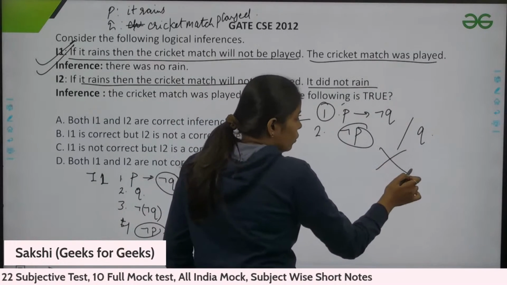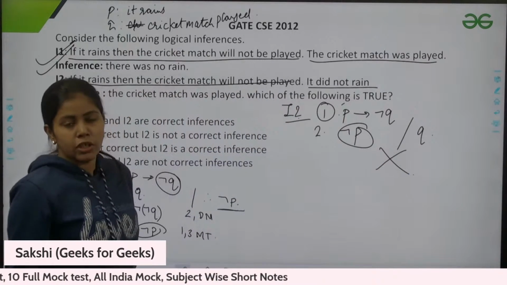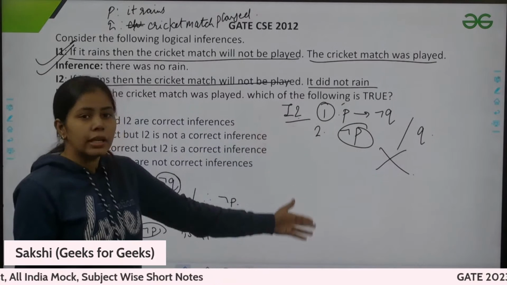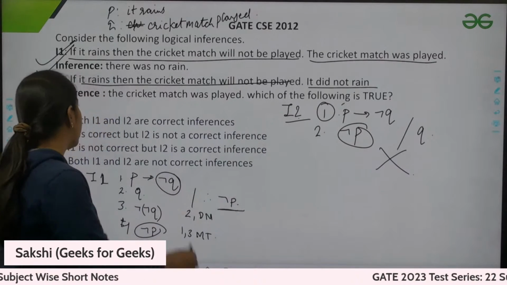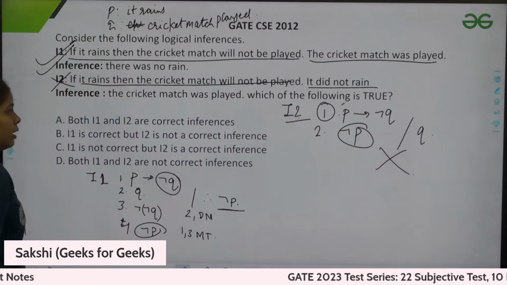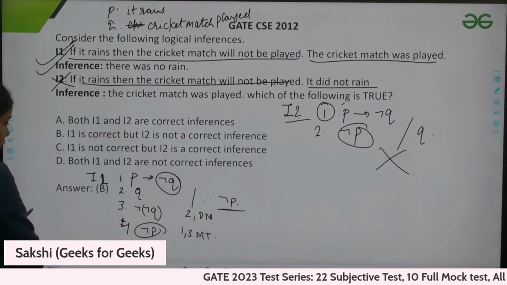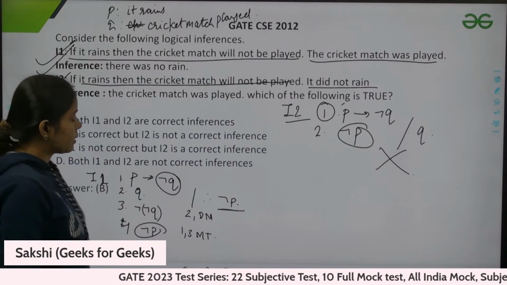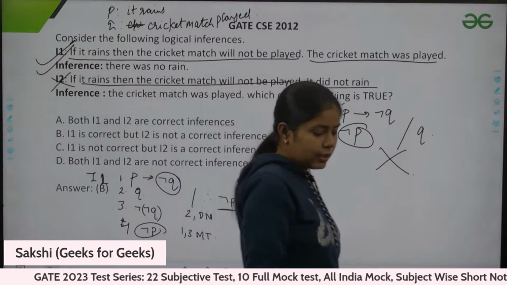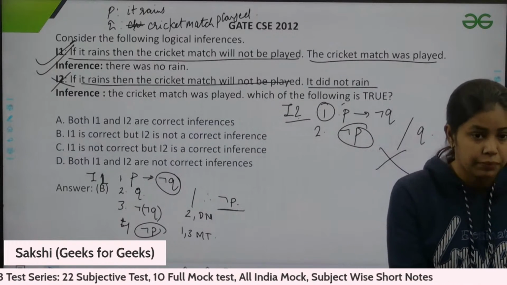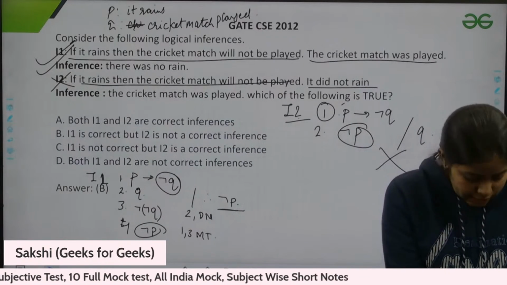So there is no law at all, because we have studied all the laws of inference. We did not encounter any kind of law. So that means I2 is not a correct inference. So here option B is correct, which says that I1 is a correct inference and I2 is not. I hope this is clear to everybody.